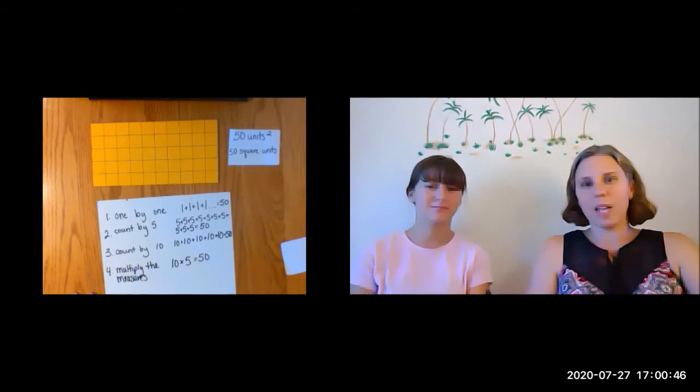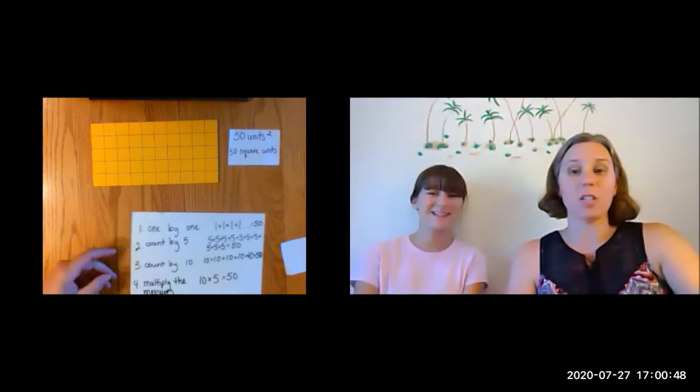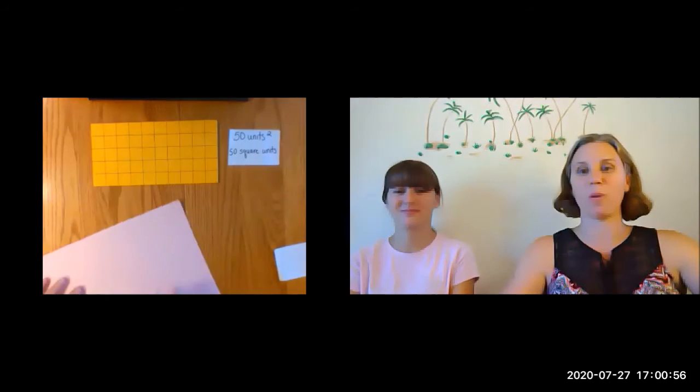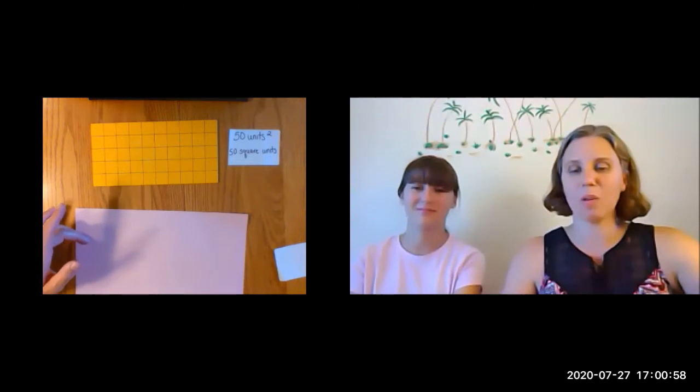So let's look at an example of that. I just happened to grab a whole slew, meaning a lot of different things, of different kinds of paper around the house. Now, it doesn't have to be a piece of paper. You can use anything that's a rectangle.